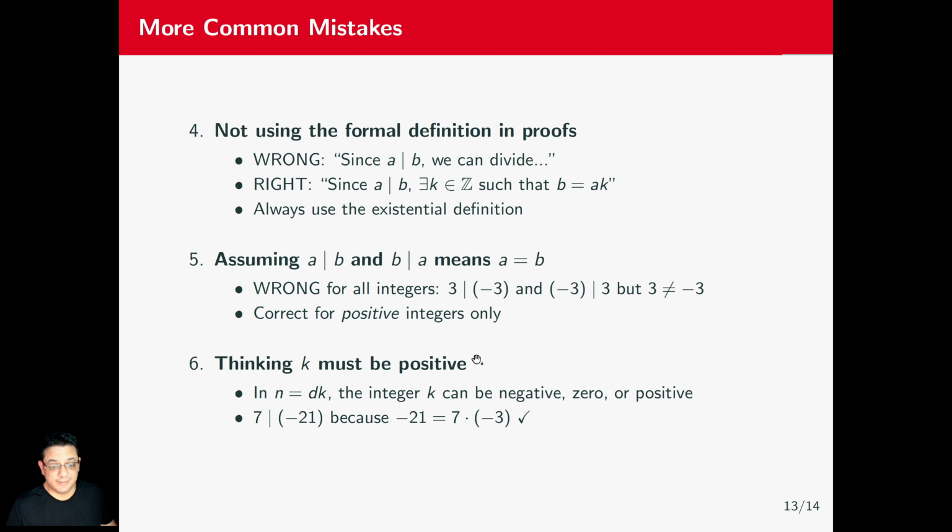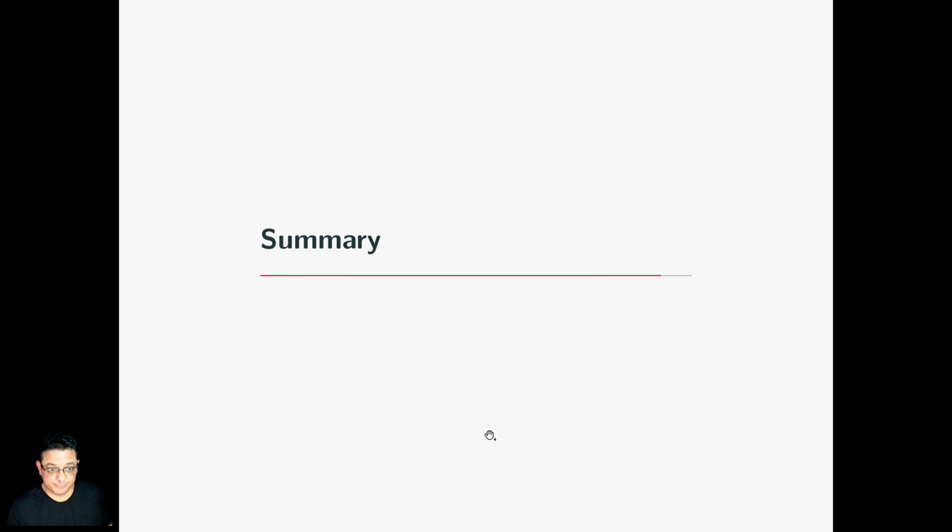Now, k doesn't necessarily have to be positive. We have this statement a divides b, and b equals a times k for a certain k that exists. There's no reason why k needs to be positive. k can be negative, 0, or positive. For example, 7 divides minus 21 because minus 21 can be seen as 7 times minus 3. So that minus 3, notice, is a negative number.